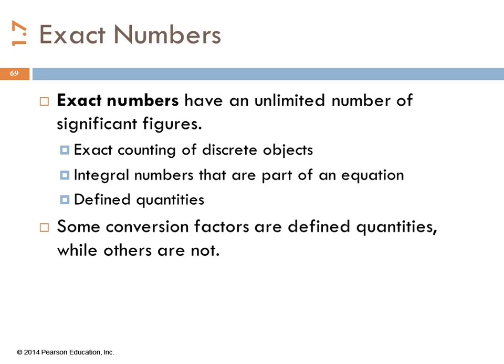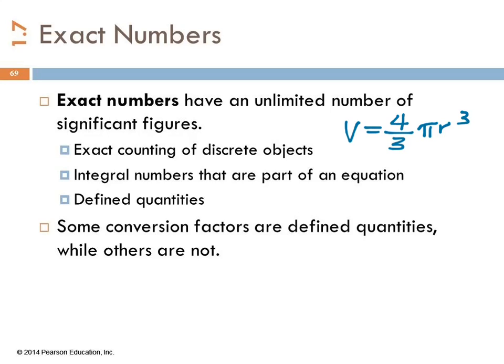Integral numbers. An integral number means an integer, a whole number, 1, 2, 7, 59, things like that. Integral numbers that are part of an equation are said to have an infinite number of significant figures. So the volume of a sphere is 4/3 pi r cubed. The 4 and the 3 are integers.